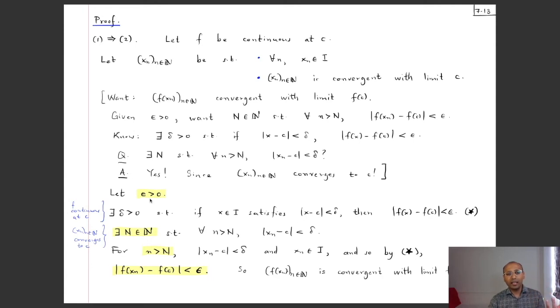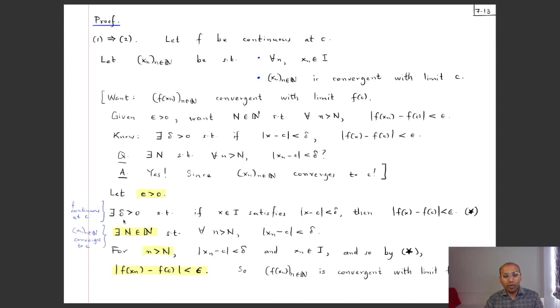So given any epsilon positive, I want to produce an index such that beyond that index the distance of f of xn to f of c is less than epsilon. The way we do this is like this. Given positive epsilon, I know thanks to the continuity of f at c that there exists a corresponding delta such that whenever x in I satisfies that its distance to c is less than delta, mod of f of x minus f of c is less than epsilon. Okay, so let's label this sentence as star.